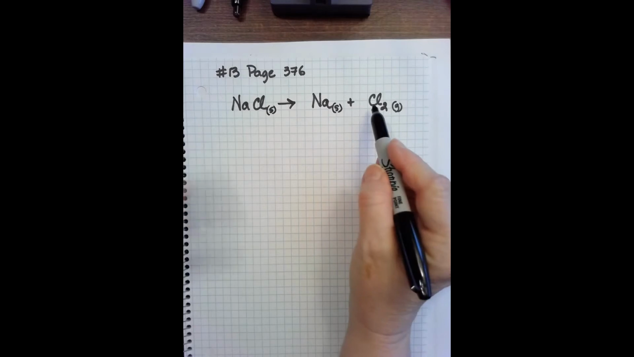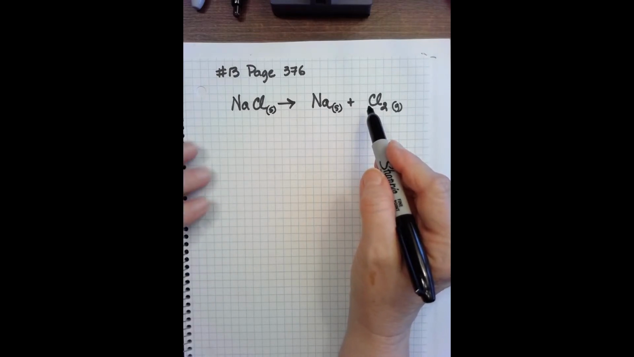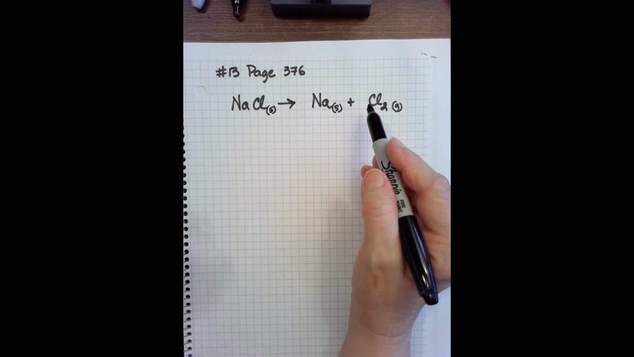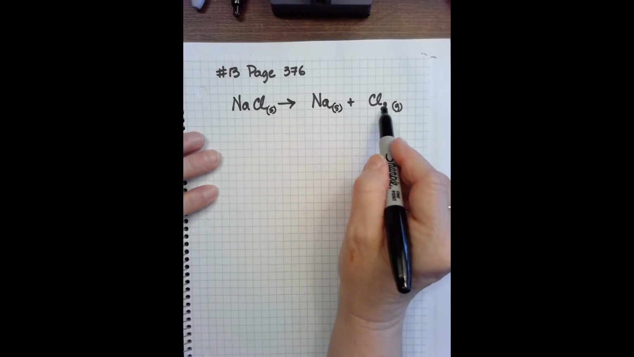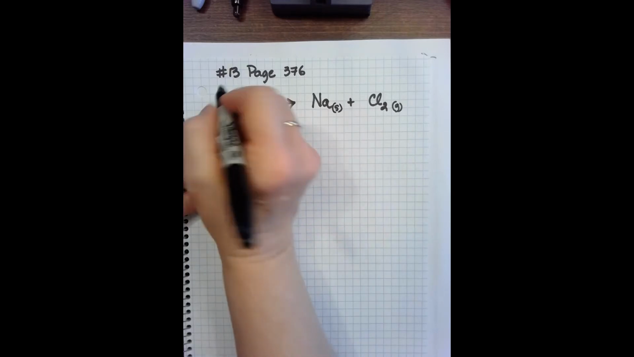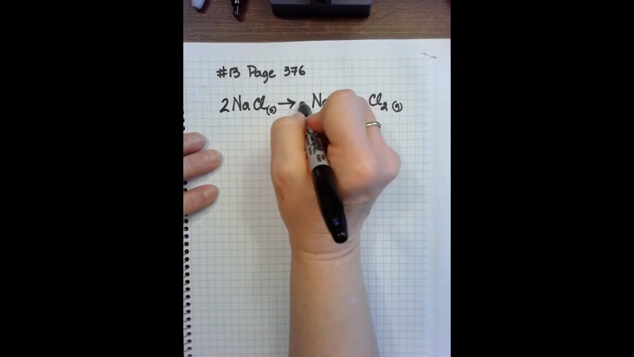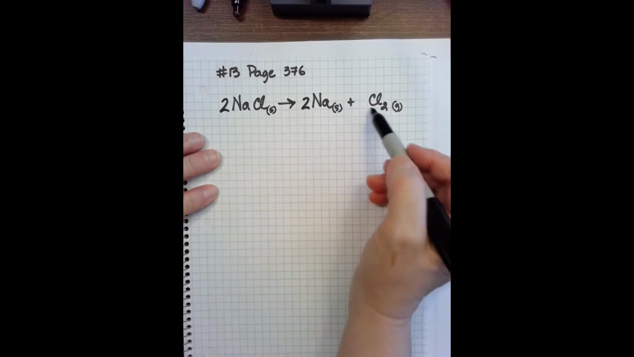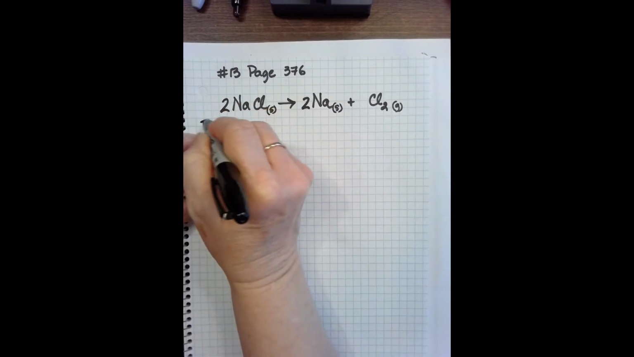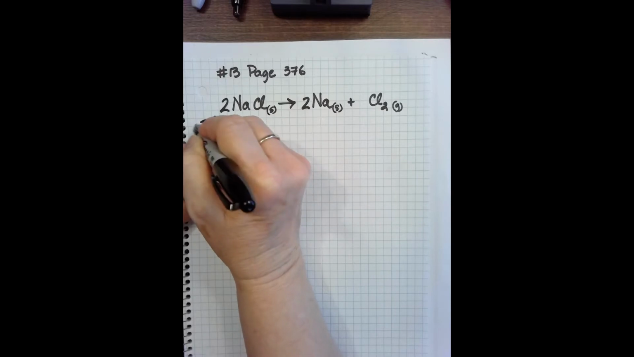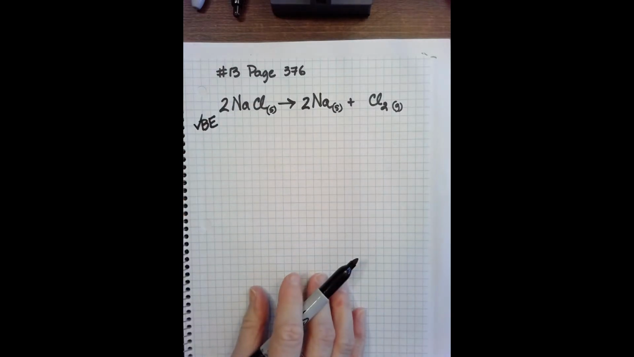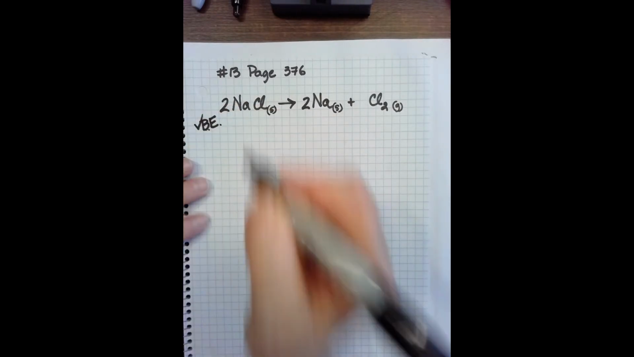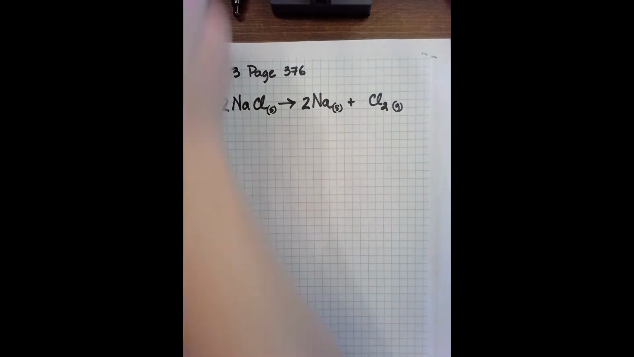Now this is not balanced, and every stoichiometry problem has to start with a balanced equation. So that is a must. So we have to balance this. We have two chlorines here, so we need two chlorines here, and then we need to do a 2 here. So 2 sodium, 2 sodium, 2 chlorine, 2 chlorine. So check on our balanced equation. We've got our balanced equation, so we are ready to move forward with solving.